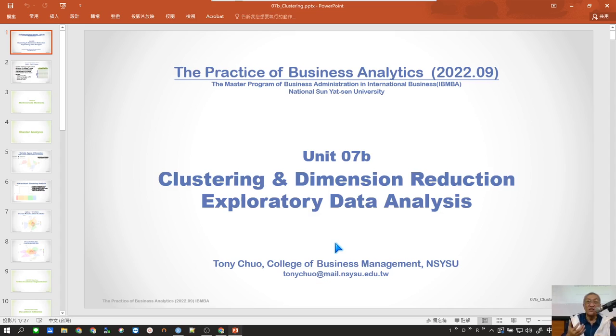I believe that the easiest way to explain clustering and dimension reduction is to use a real example. So let's go into our notebook today.